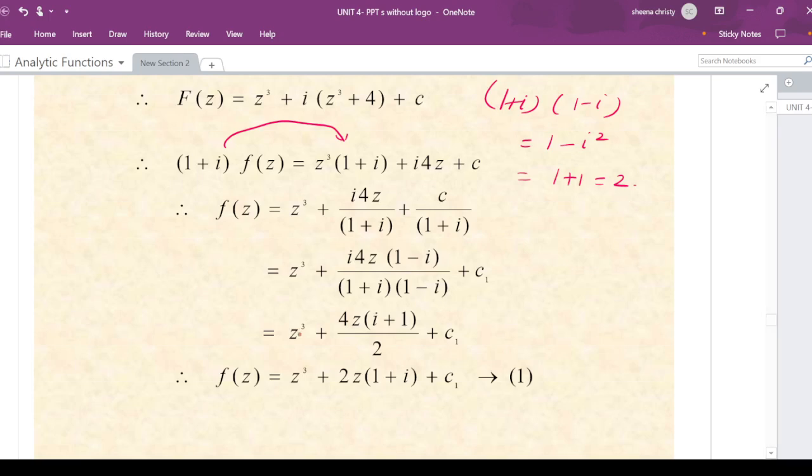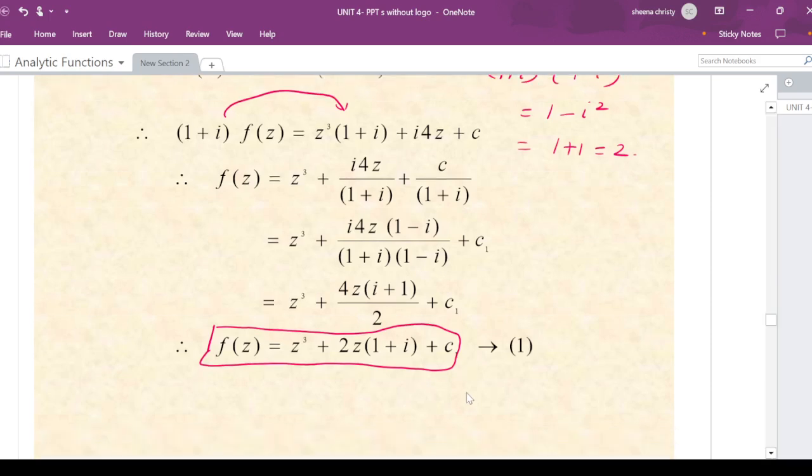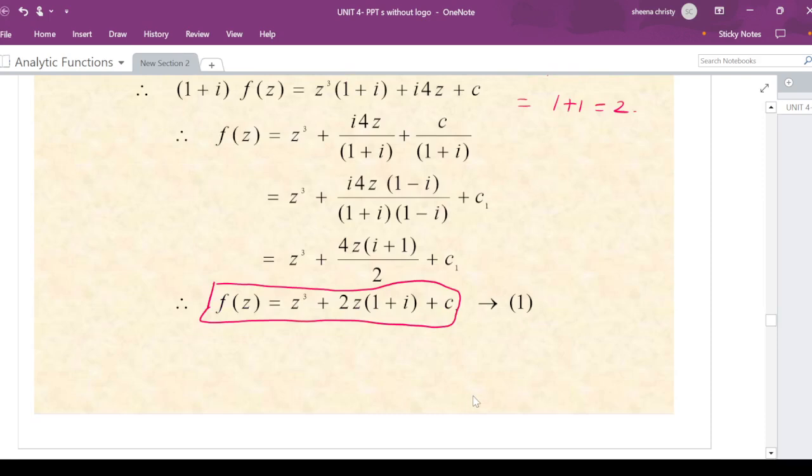So f of z equal to the required analytic function, we have it as z cube plus 2 times z into (1 plus i) plus c. Hope you understood.